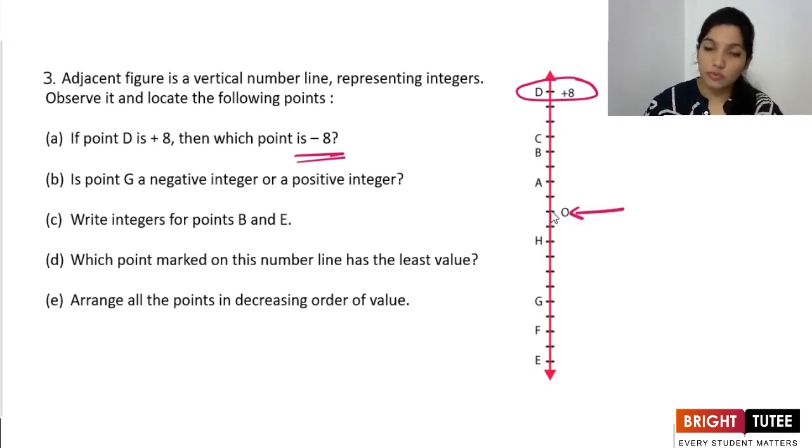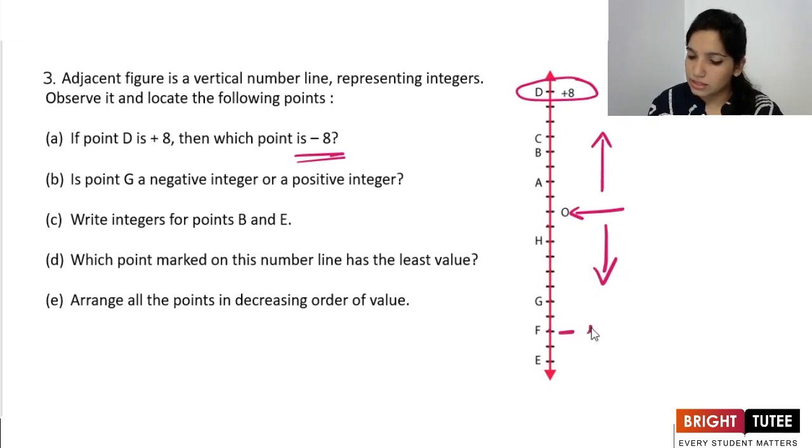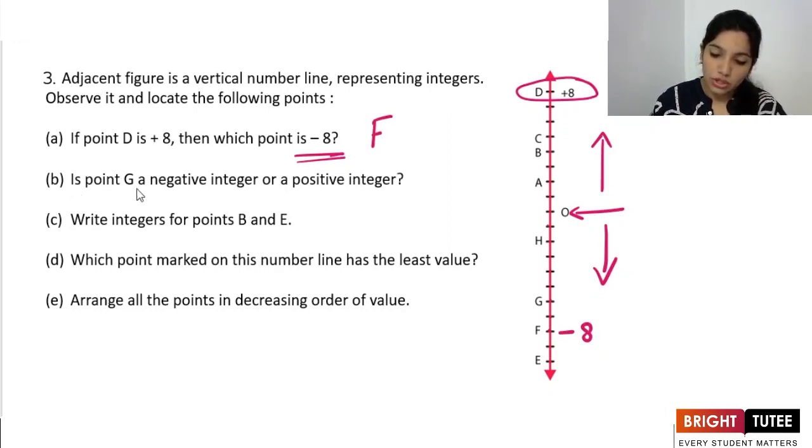So let's move 8 steps to the negative side. If going above makes us bigger, let's move in the downwards direction to get smaller. So this is -1, -2, -3, -4, -5, -6, -7, -8 here. So F is the letter which is representing -8. Is point G a negative integer or a positive integer?